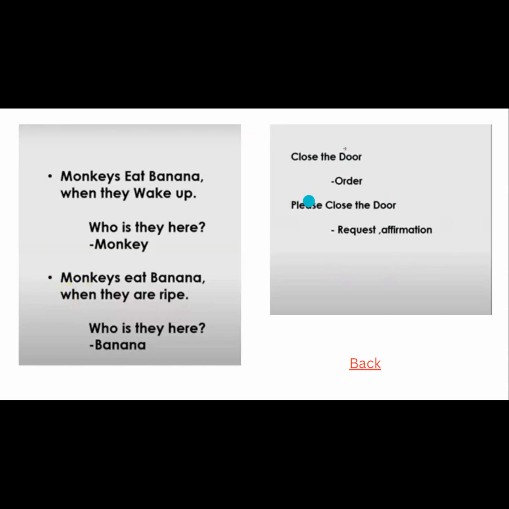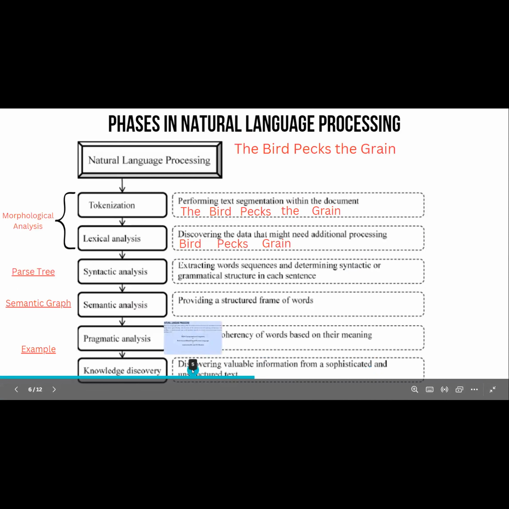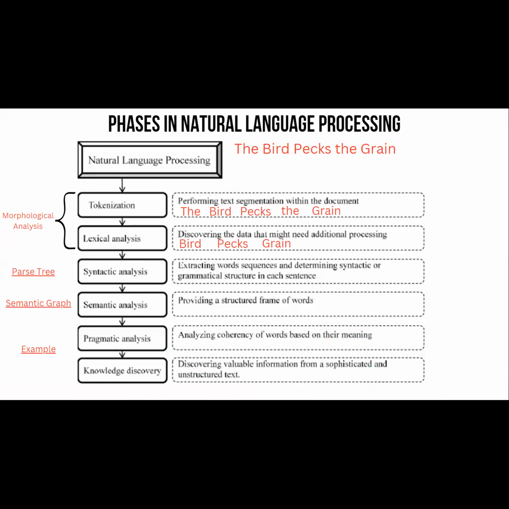Again, in pragmatic analysis, we have examples like: close the door, and please close the door. Now, what's the difference? The first one is considered an order. Where the word please comes in, it turns into a request. So in pragmatic analysis, we try to resolve this part, and at the end, we provide the result. So at the end, knowledge discovery: discovering valuable information from sophisticated and unstructured text. That is the last step. So these are the phases involved in NLP.